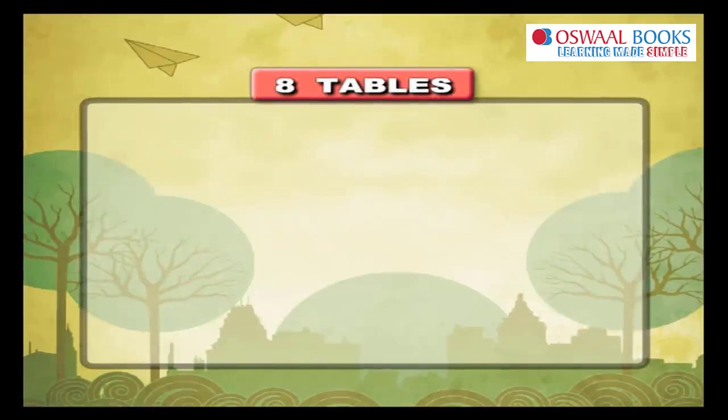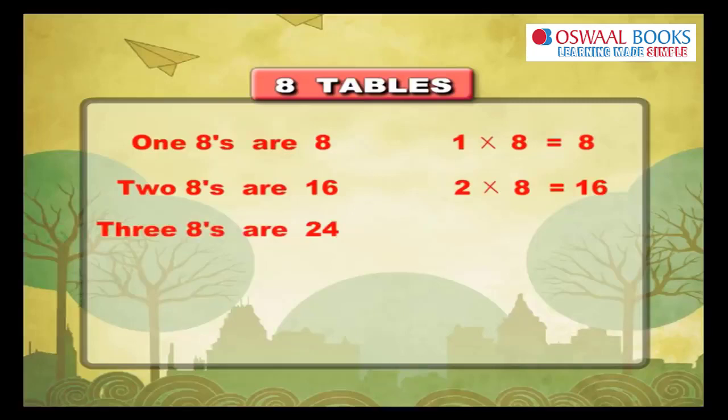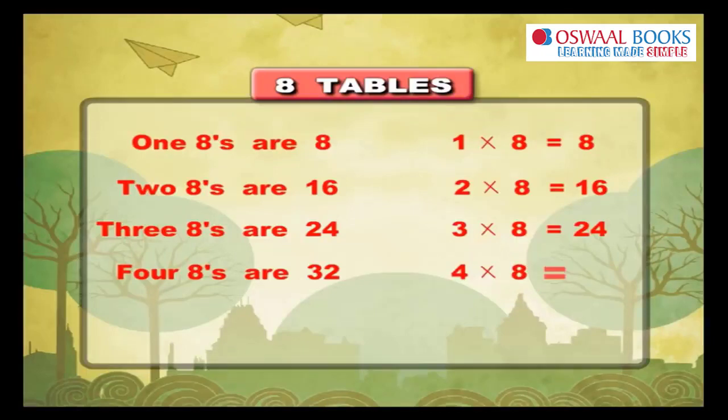8 tables. 1 eight is 8. 1 into 8 is equal to 8. 2 eights are 16. 2 into 8 is equal to 16. 3 eights are 24. 3 into 8 is equal to 24. 4 eights are 32. 4 into 8 is equal to 32. 5 eights are 40. 5 into 8 is equal to 40.